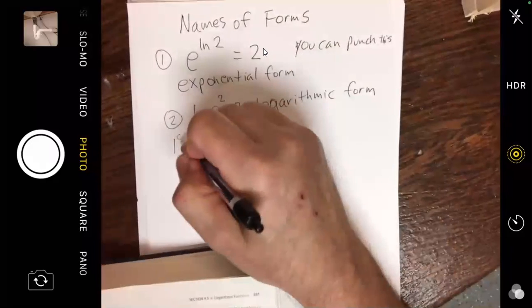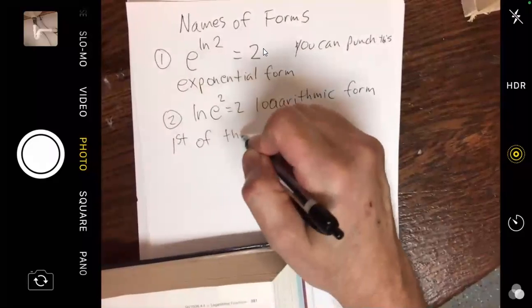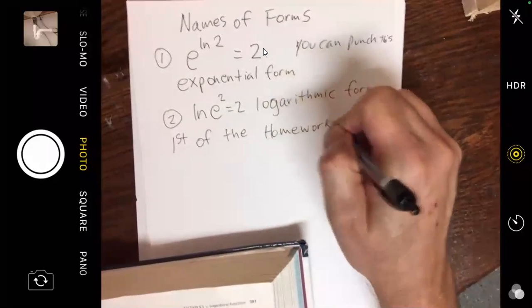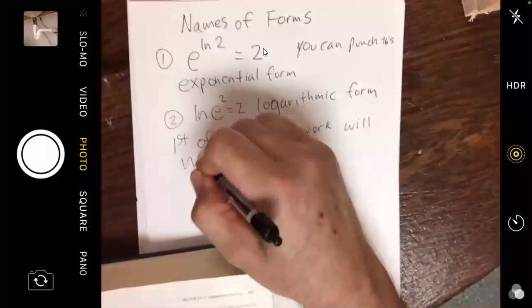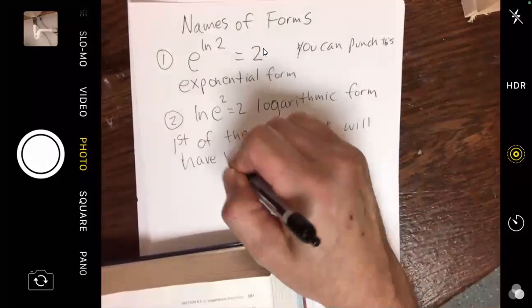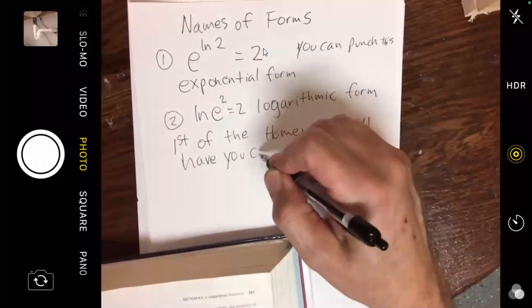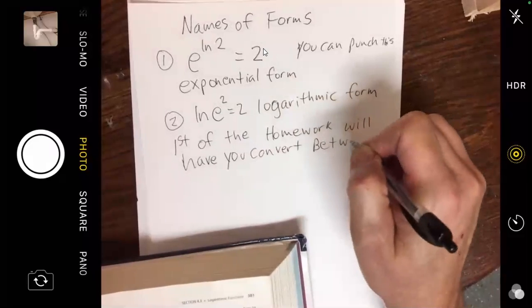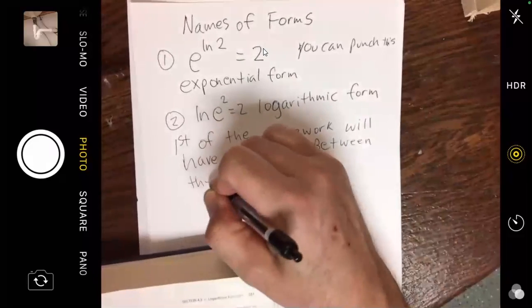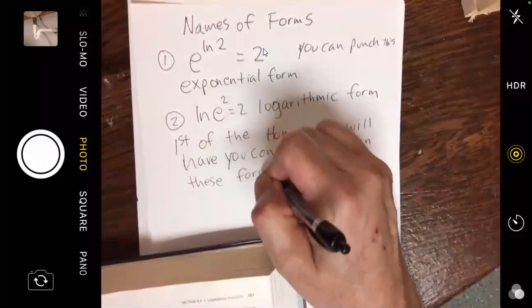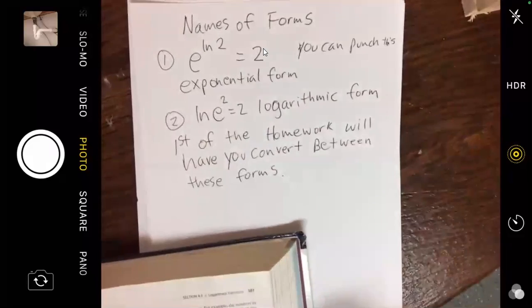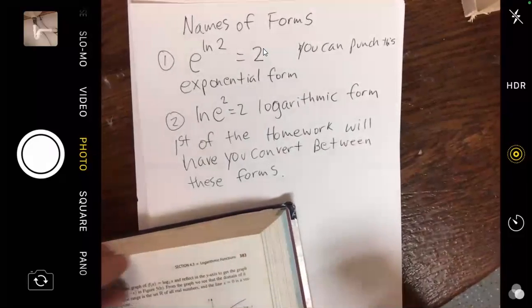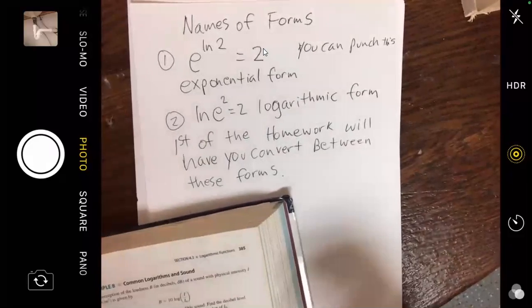So the first part of the homework will have you convert between these forms. All right, so let's try some examples here.